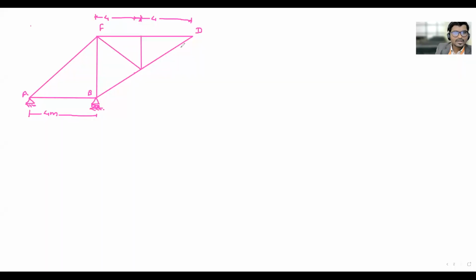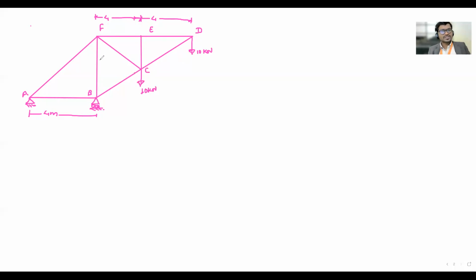At joint D, how much force is there? 10 kilonewton, vertically downward, no? Downward. Yes, sir. Then at this corner, I think there is a force. At E, is there any force? No, sir. At C. Is there a force at this joint? How much is it? 10 kilonewton. This is joint C. Is any other force there? No, sir.